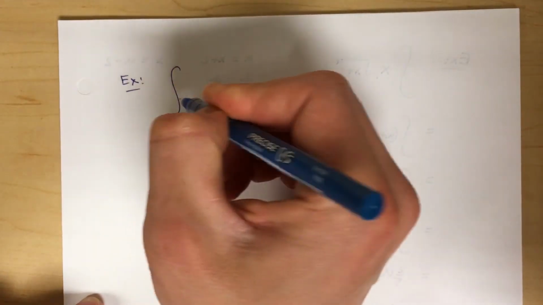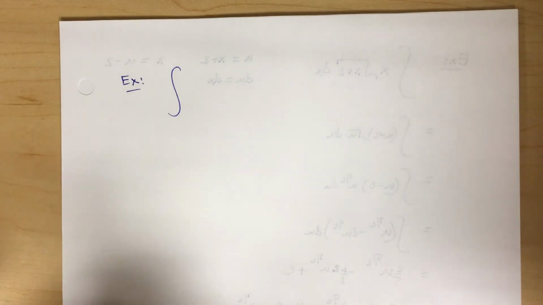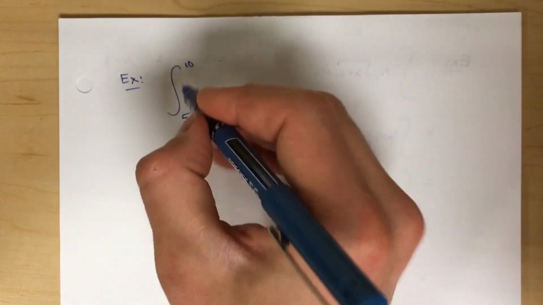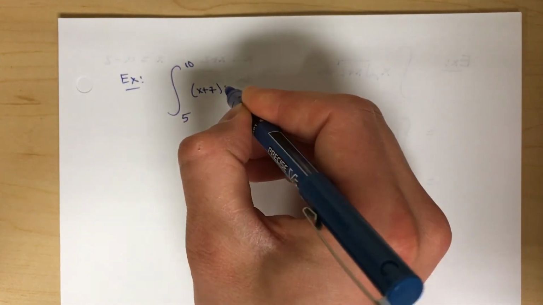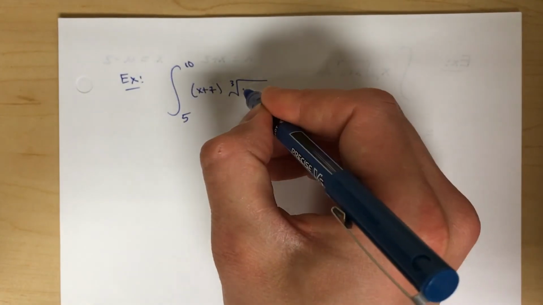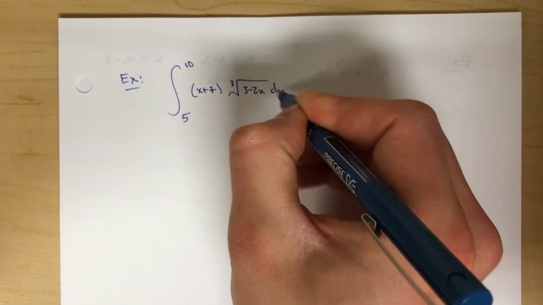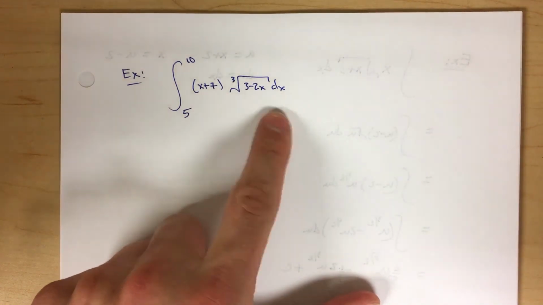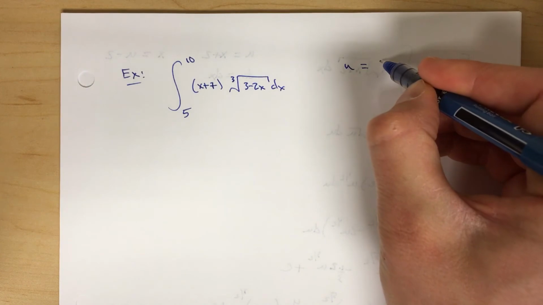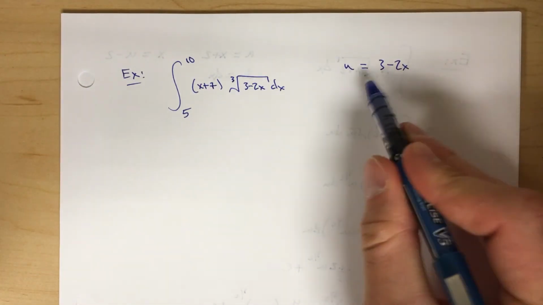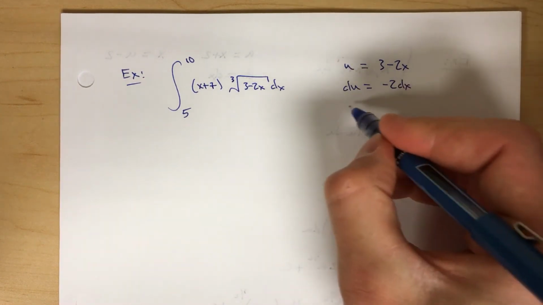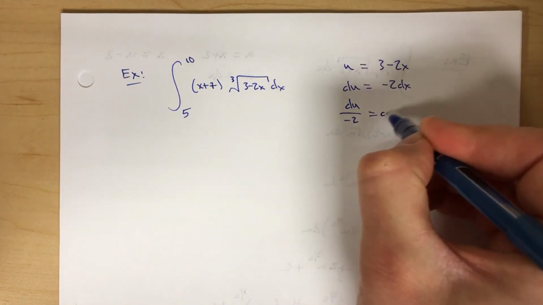So what if you had this one? The definite integral from 5 to 10, so this isn't the antiderivative now, but the definite integral, of x plus 7 times the cubed root of 3 minus 2x dx. Oh my goodness. Linear, linear. So I'm going to let the inner linear function be my u, and see if I can write the other one in terms of u. So if u is 3 minus 2x, then du is negative 2 dx. Okay, I just have dx, so that means du over negative 2 is equal to dx.